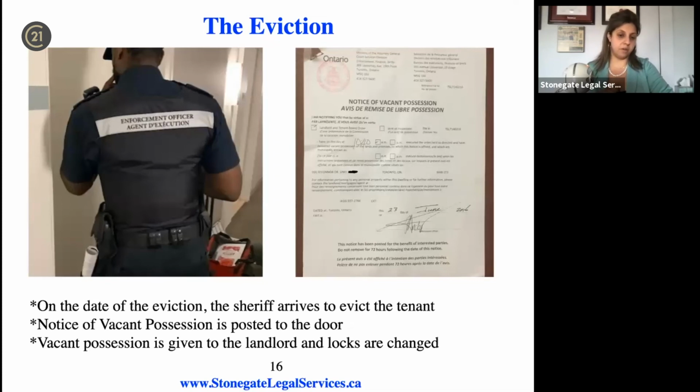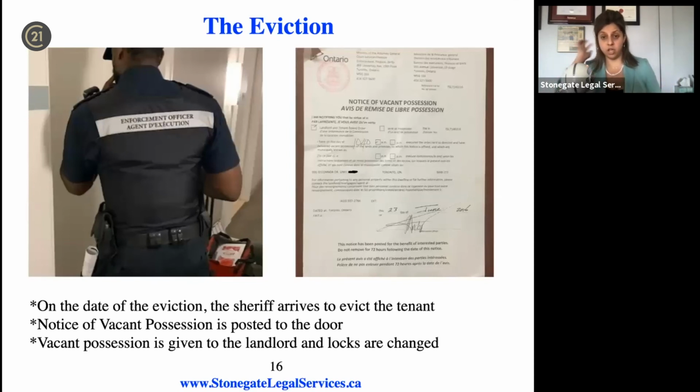Let's say, for example, the tenant didn't file a stay, they breached the order, and you filed for eviction. What happens on the day of the eviction? On the day of the eviction, this is a picture of the court enforcement officer, so the sheriff. That is the uniform that they wear. They do not carry guns.